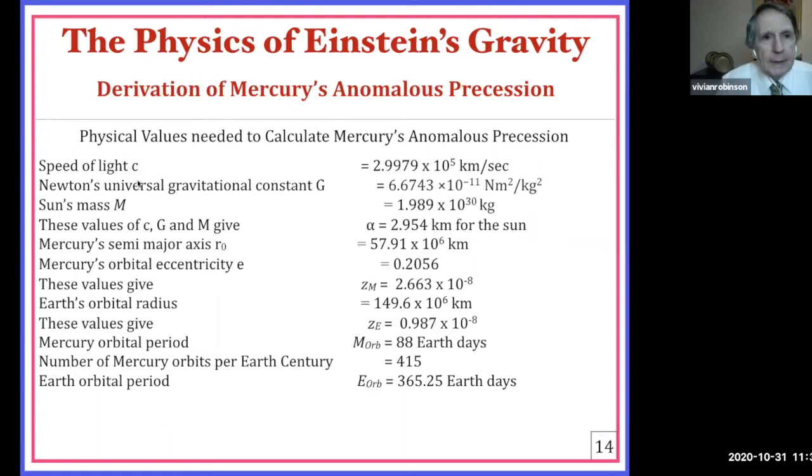In order to solve the precession of Mercury, we need to use these figures. The speed of light, c, Newton's universal gravitational constant, the Sun's mass. These values give alpha equals 2.954 kilometers from the Sun. Mercury's semi-major axis R naught and Mercury's eccentricity combine to give Mercury's redshift equals 2.663 times 10 to the minus 8. Earth's orbital radius gives it a redshift of 0.987 times 10 to the minus 8. Then Mercury's orbital period and the number of Mercury orbits per century, and of course Earth's orbital period is 365.25 Earth days per year.